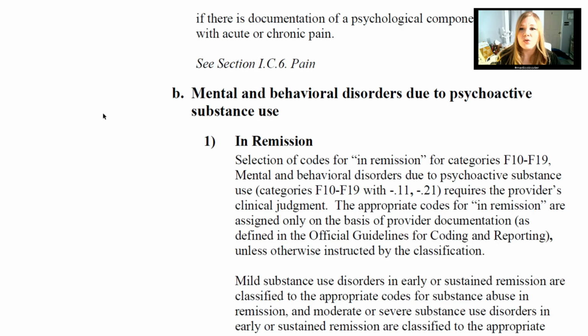For mental and behavioral disorders due to psychoactive substance use, if it is in remission, selection of codes for in remission from categories F10 through F19, mental and behavioral disorders due to psychoactive substances, those are our categories F10 through F19, and those as extensions with 0.11 and 0.21. Those require the provider's clinical judgment. The appropriate codes for in remission are assigned only on the basis of the provider's documentation as defined in the official coding and guidelines and reporting, unless otherwise instructed in the classification.